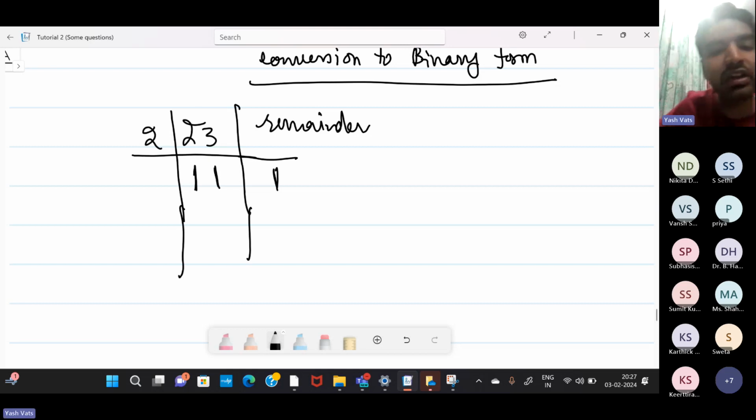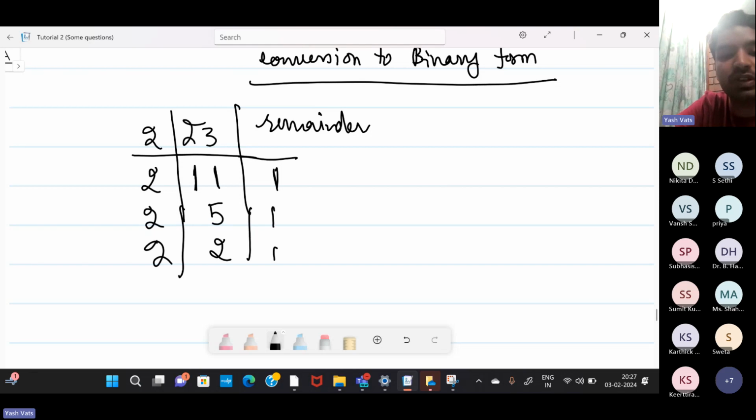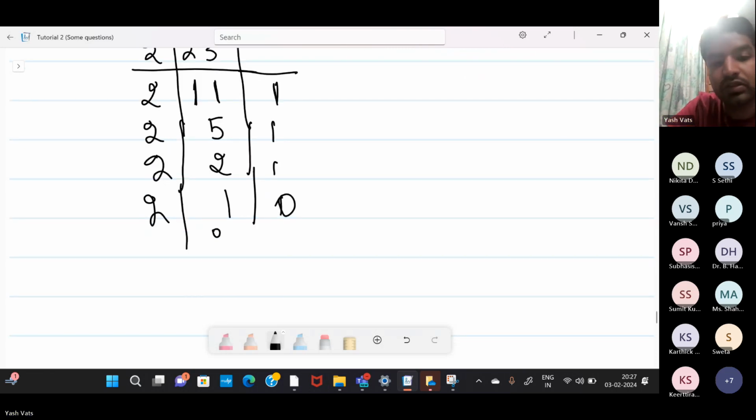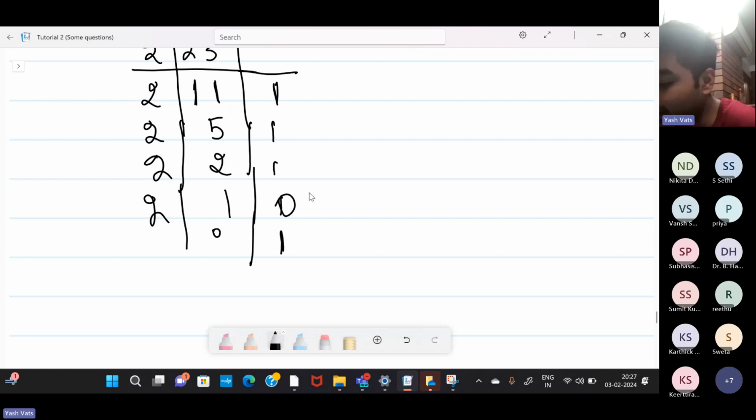And you have to divide 11 by 2. So what should be the answer? 2 5s are 10 and 1. Again 2 2s are 4 and 1. Again 2 1s are 2 and 1. Then 2 zeros are 0, and the remainder should be 1. So you make 0 here, and you just stop after a while.